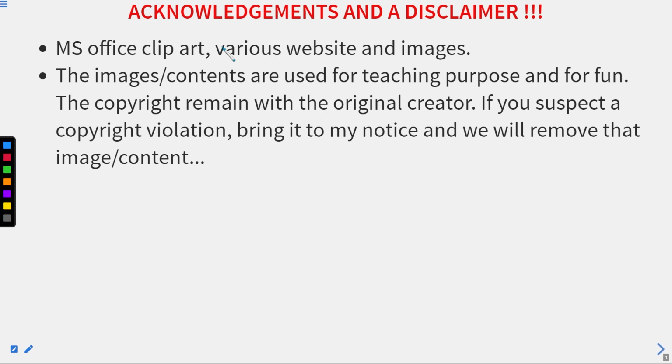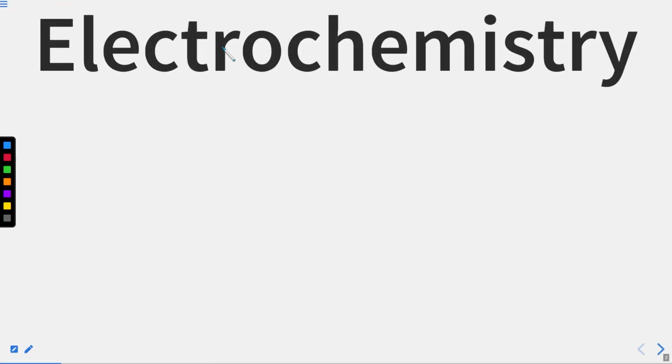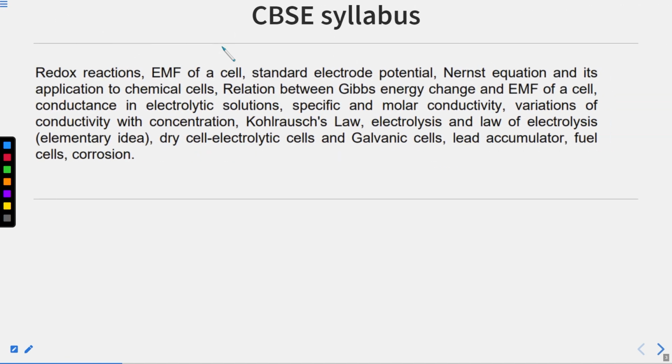We have covered almost a part of the electrochemistry. You can think of this chapter as having two parts. The first one is mainly about the Nernst equation. In that part, the Nernst equation is the most important one, along with the Gibbs free energy and EMF relation. Now in today's class, I will be mainly focusing on specific and molar conductivity and conductance in electrolytic solution.